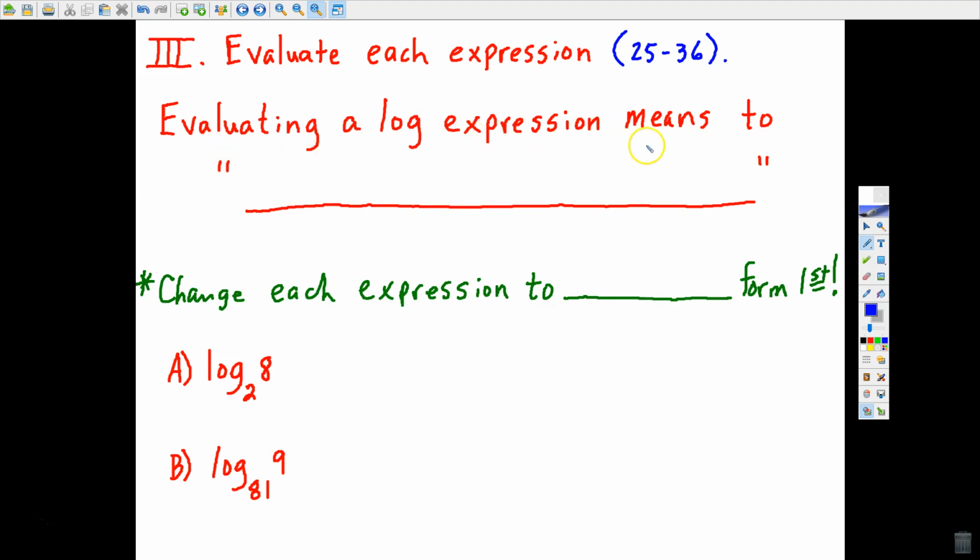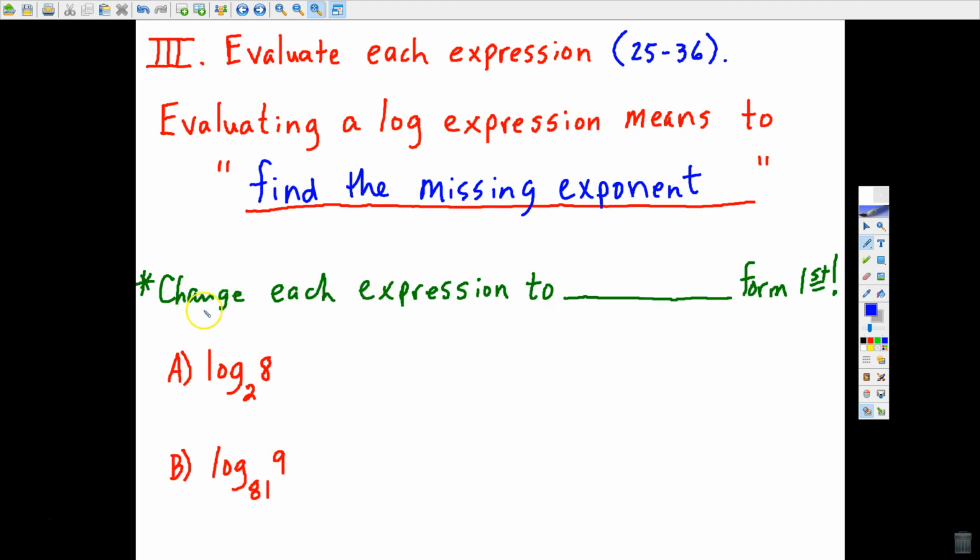Evaluating a log expression means to find the missing, or you might think required, exponent. Remember, a logarithm is an exponent. I can't say that enough. So evaluating a log expression means find the necessary or the required or the missing exponent.